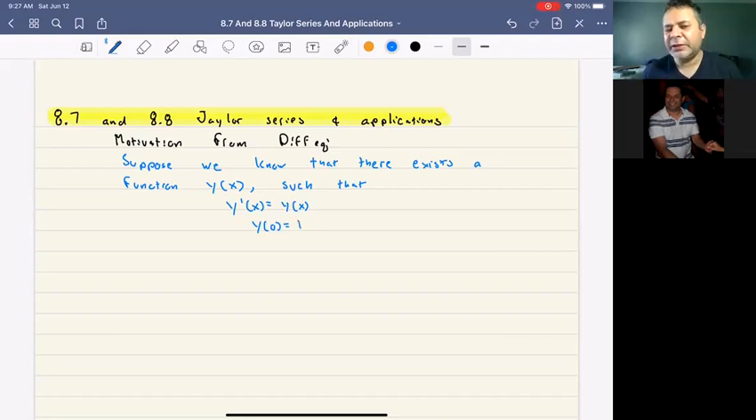Okay, now we actually know the answer to this. You may not know it right away, but if you're astute, you might notice, hey, that's just e to the x, right? Derivative of e to the x is e to the x, and y of 0 is 1, okay? Now, that one's one we know how to solve, so it's not really hard.